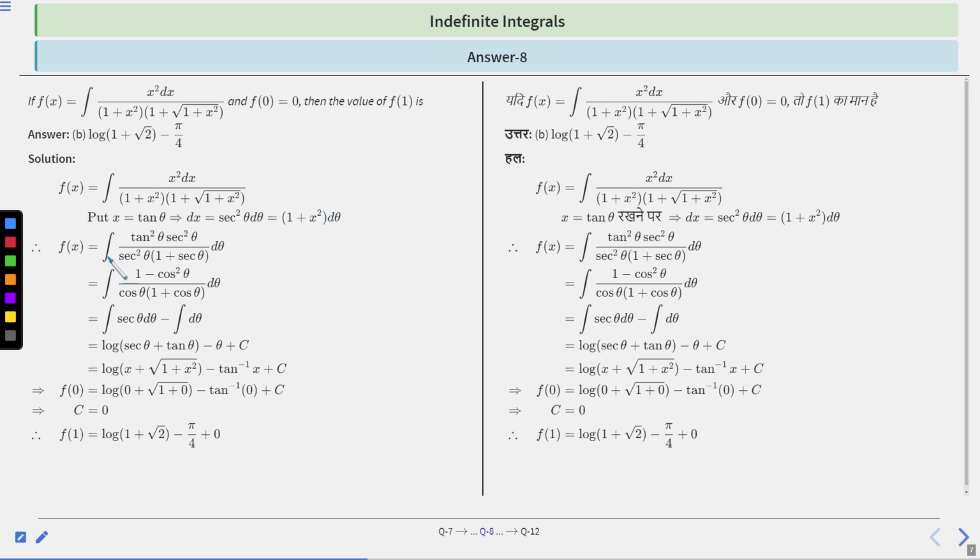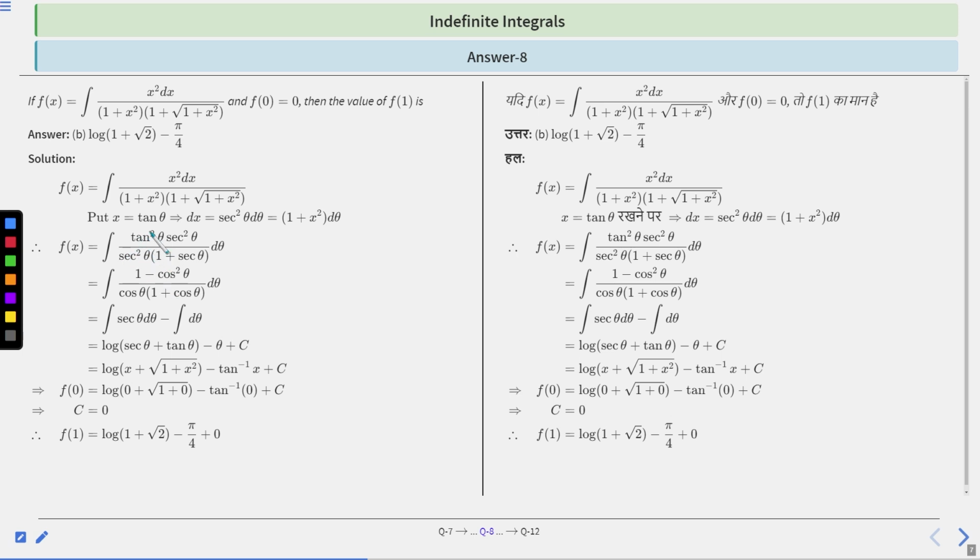Therefore, f(x) is equal to tan square theta into sec square theta upon sec square theta into (1 plus sec theta) d theta, right? Now, sec square theta will be cancelled out. Clear? Therefore, it is basically tan square theta.